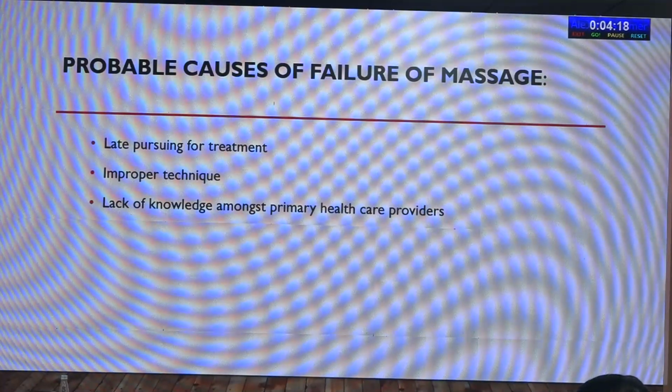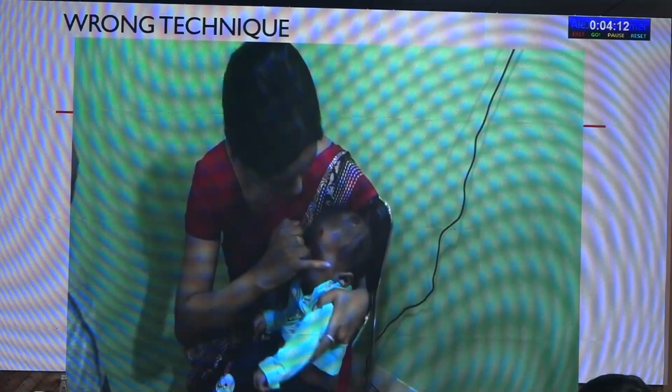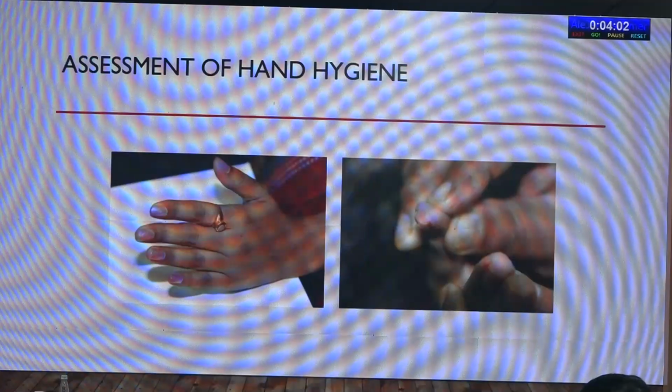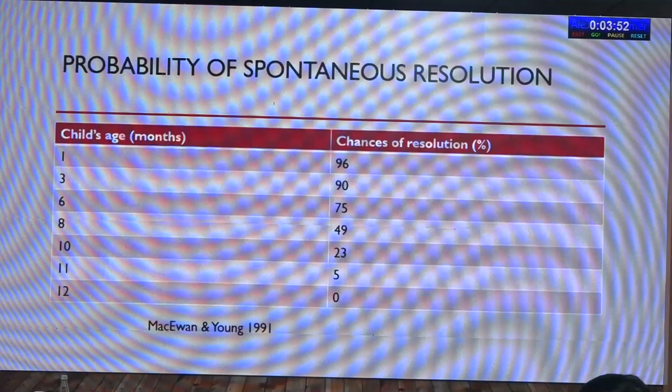Probable causes of failure are late treatment, improper technique, and lack of knowledge. If you ask and observe the mothers, how they are doing the probing, they are doing such a massage. That's a cause of failure. Second, you can inspect the nail. Most of the time, the infection is from the nail: the mother's nail, parents' nail, servants' nail. I always examine the caretaker's nail also.